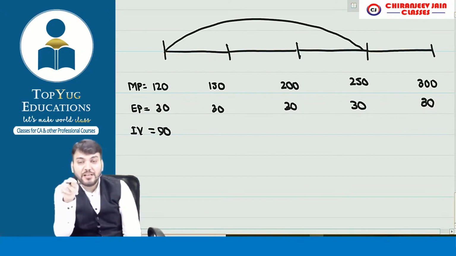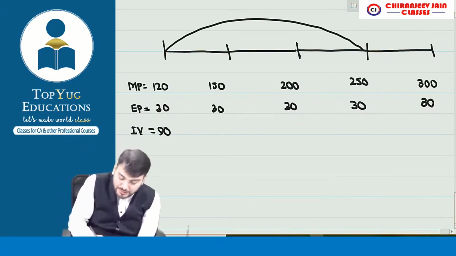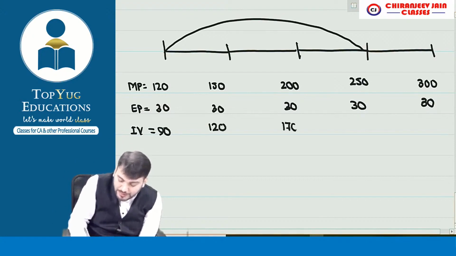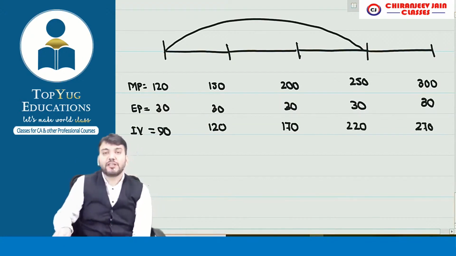Intrinsic value of option. So intrinsic value of option will change due to change in exercise price due to change in market price. So can I say in this case it becomes 120, then it becomes 170, then it becomes 220, then it becomes 270. Are you able to understand?